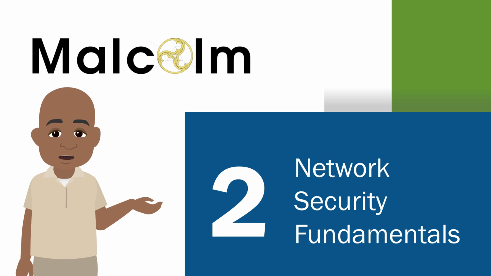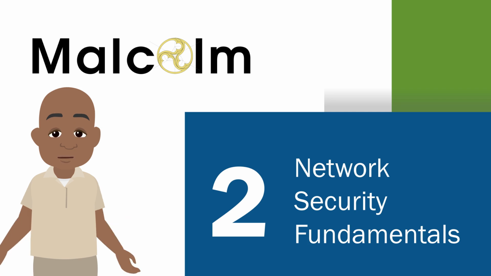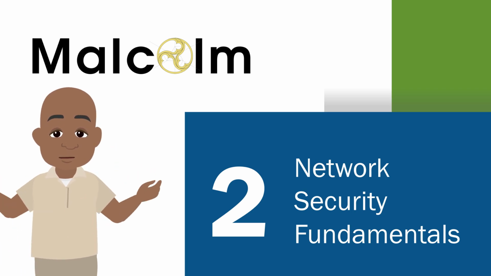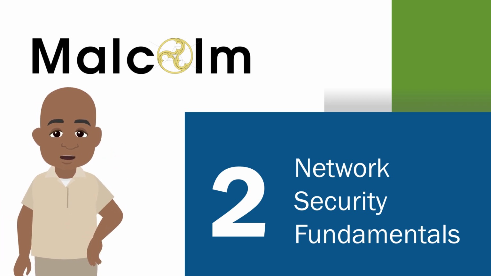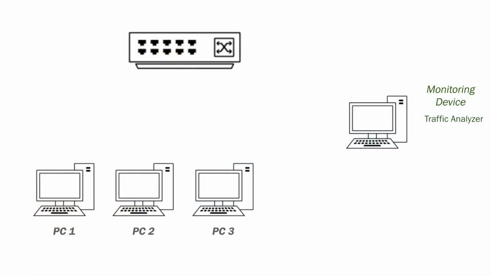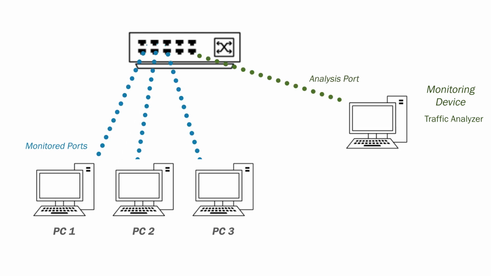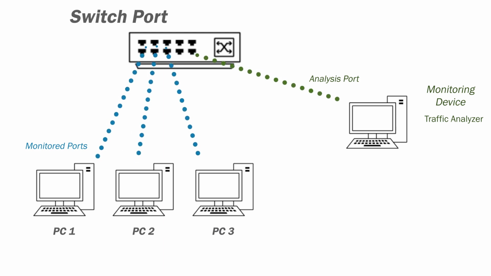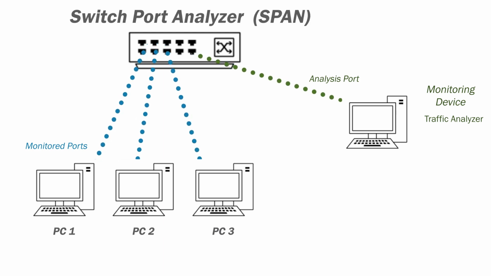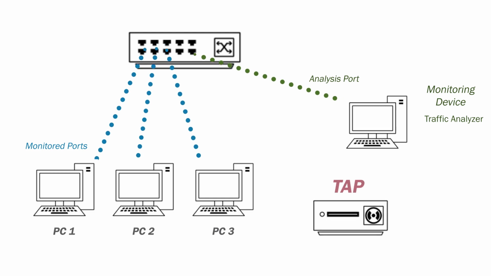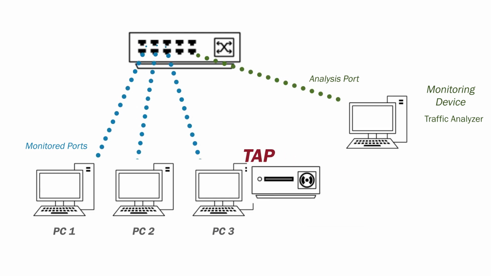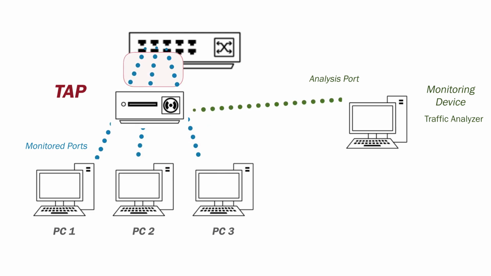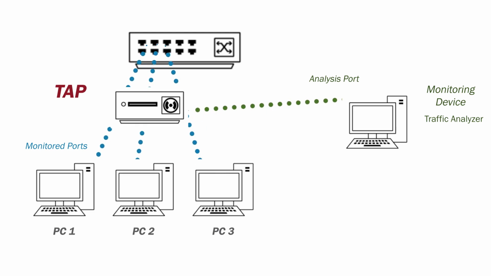Having a solid understanding of network security is crucial to protect data and systems from potential threats. In this section, we will cover essential concepts like port mirroring, network taps, and different security tools. Many network switches can copy network packets from one or more ports to another port for monitoring. This is called port mirroring, and on Cisco switches, it's often called SPAN, or switch port analyzer. If the network doesn't support port mirroring, a network tap can be used instead. A network tap is a device placed between 2 points of a network connection, with an input port, an output port, and a monitoring port.